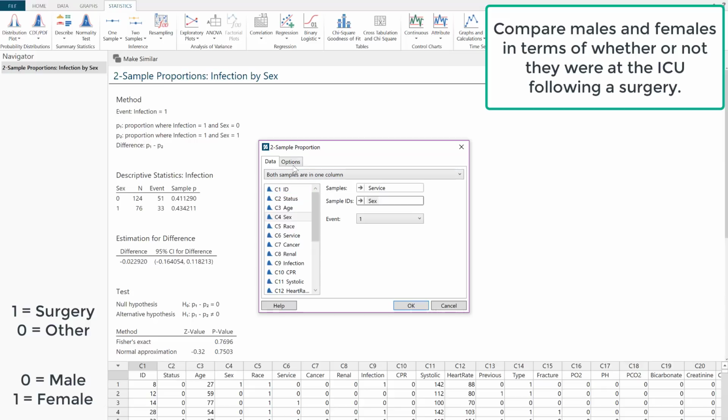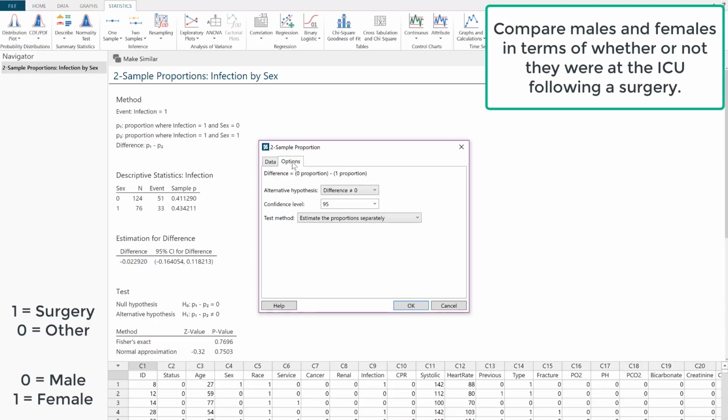Under Options, we want to know if the proportions are different, so this is a two-tailed test. The alternative hypothesis here, the default method, is correct. We're not going to use the confidence interval, so we can ignore the confidence level, but the test method we do need to change. For hypothesis tests, we use the pooled estimate of the proportion. Click OK.